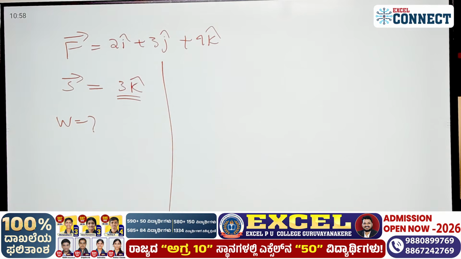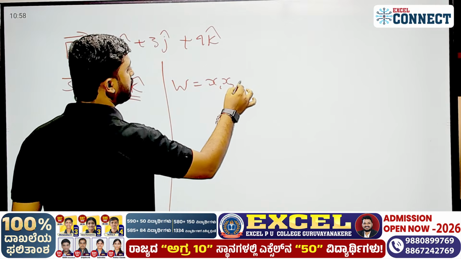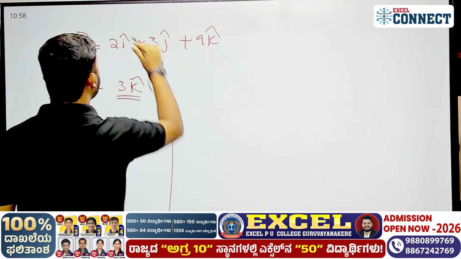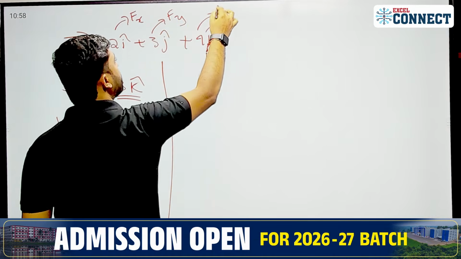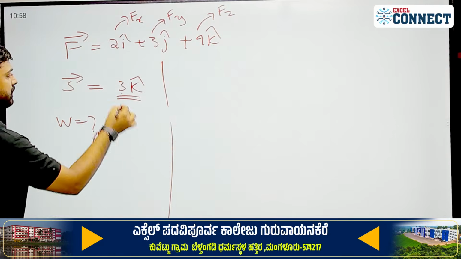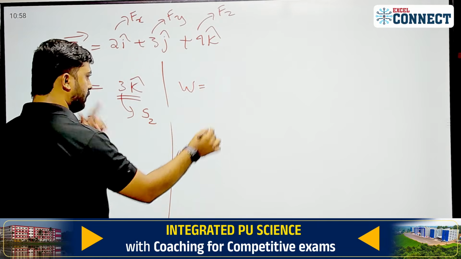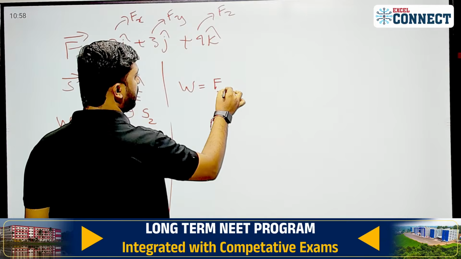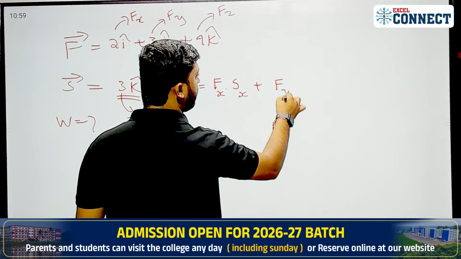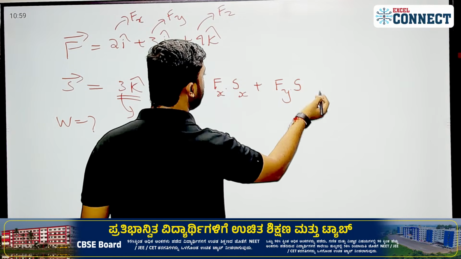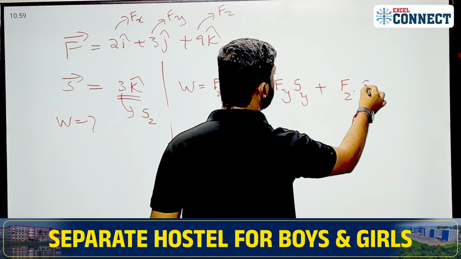Find the work done. So how do we calculate work done? Work done is calculated by x1 x2 and so on. If this is fx, this is fy, and this is fz, and this is the displacement in the z direction, what is work done? Work done is equal to force in x into displacement in x, plus force in y into displacement in y, plus force in z axis into displacement in z direction.